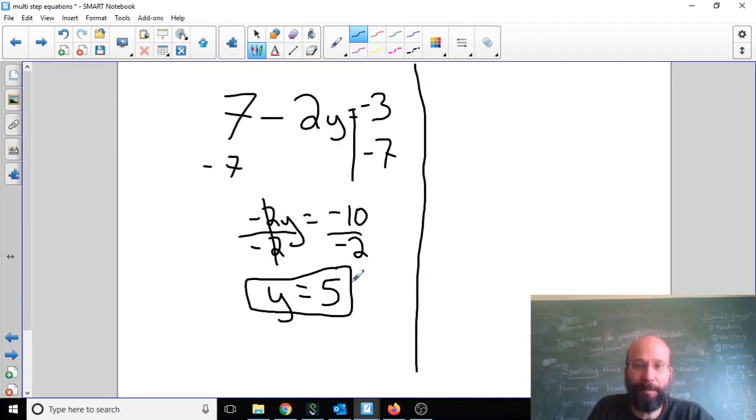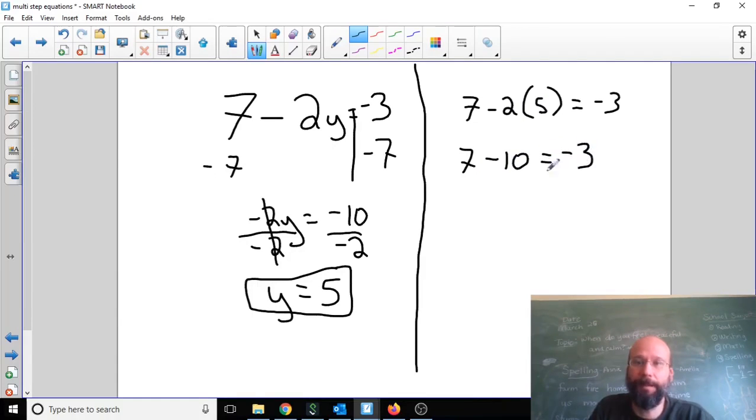And then next to the problem, I'm going to substitute this in using a parentheses. And then I'm going to go over, do order of operations on this. So I know my first step is to multiply. Negative 2 times 5 is negative 10. And now 7 minus 10 is negative 3. And negative 3 equals negative 3, so I know I'm correct.